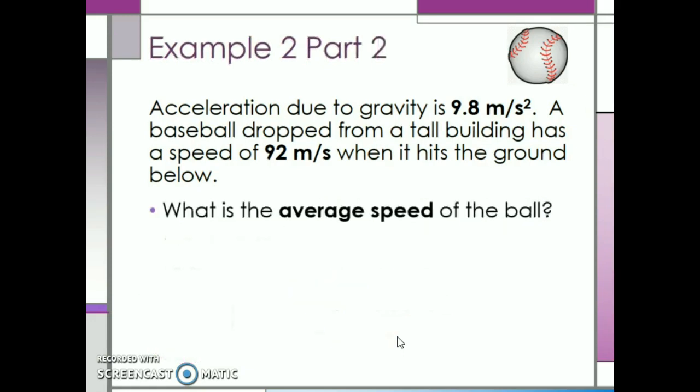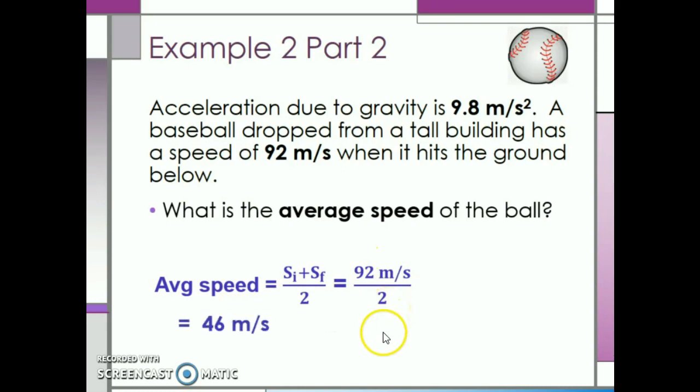Now we want to find the average speed of the ball. Our acceleration is constant, so average speed will be the initial speed plus the final speed divided by 2. Our initial speed is still 0 since the ball is not moving initially. The final speed is 92 meters per second, so our average speed is 92 meters per second divided by 2, which is 46 meters per second.